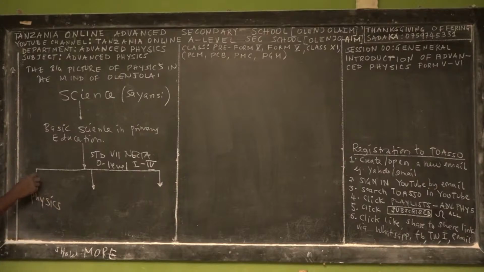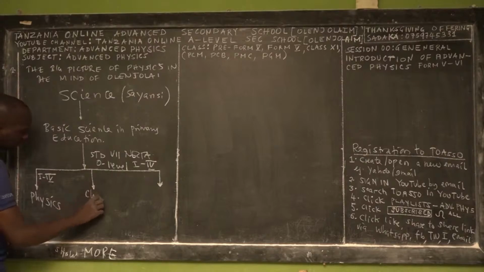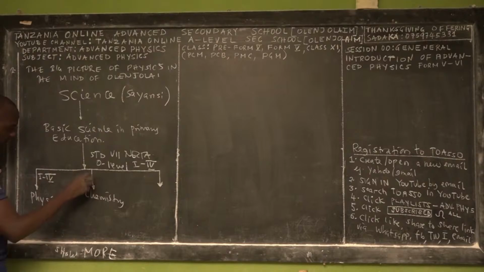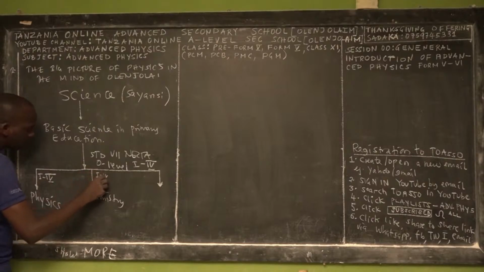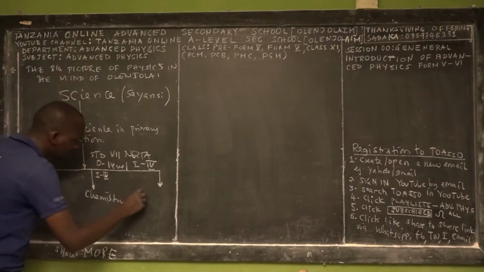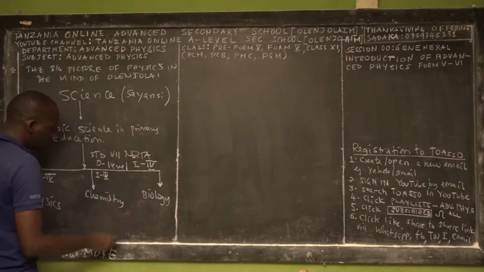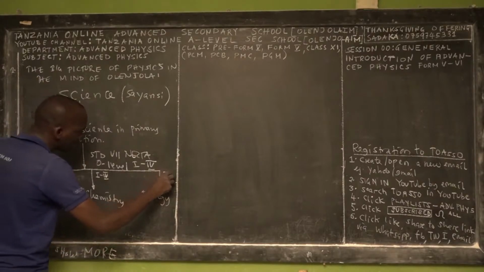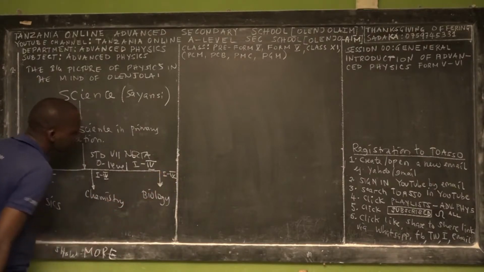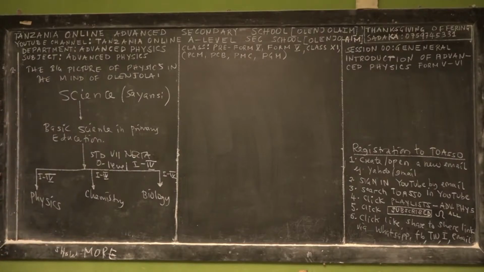And physics, you can study from Form 1 to Form 4. Then the second one is called chemistry. And this one also you study from Form 1 to Form 4. Then the next subject is called biology. Biology also you can study from Form 1 to Form 4. Wonderful. So these are the 3 subjects that we find.